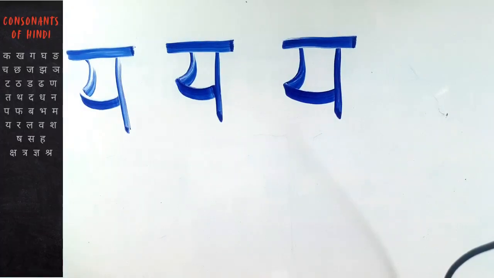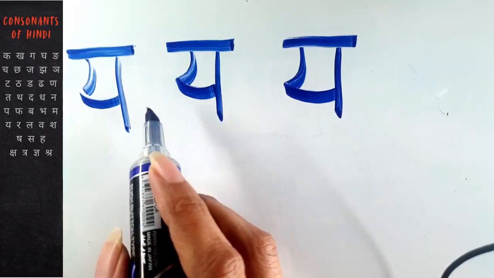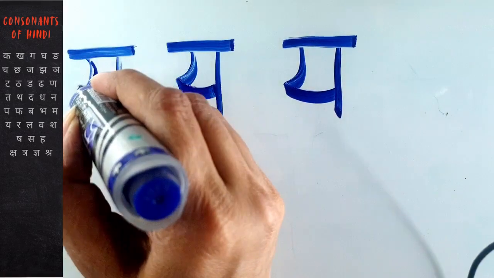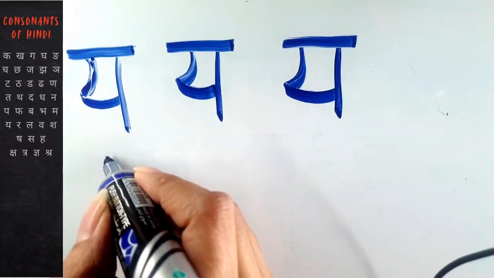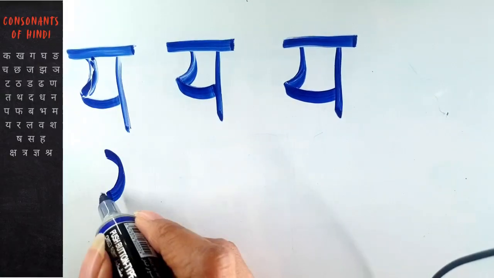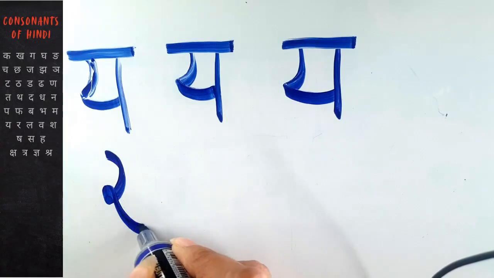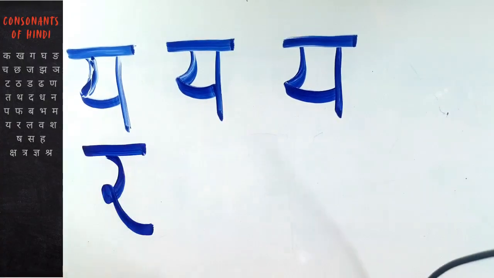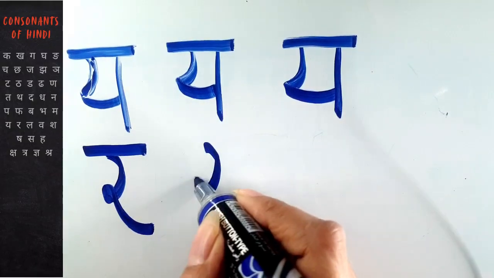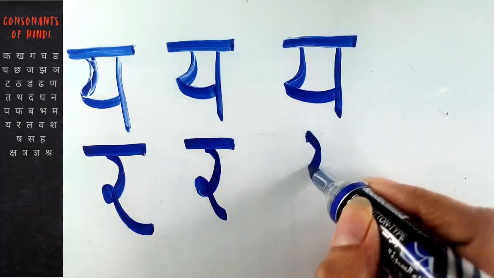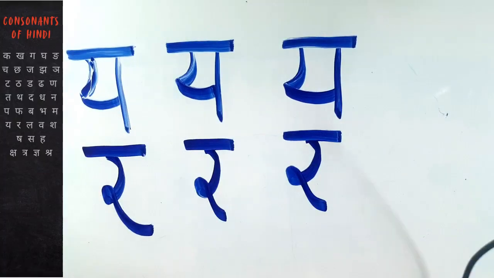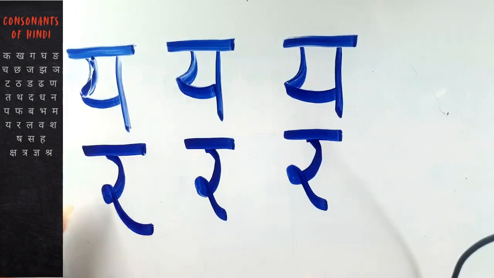Y. Next is r. For r, you do the same thing. You start with the same thing. So you did this and then you went here, right? So instead of that, you'll do this and then you'll come down. So you'll do this, make a loop, and then this. This is r. Like this, r. Okay, y, r.